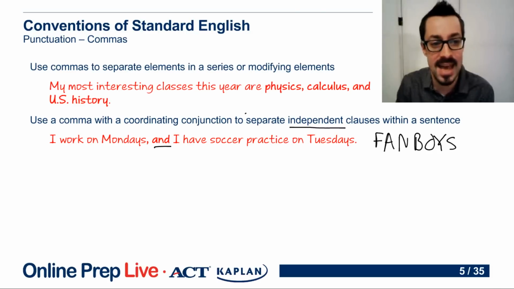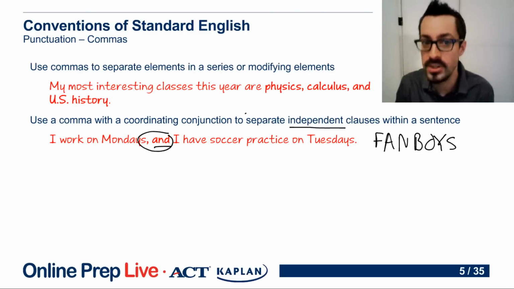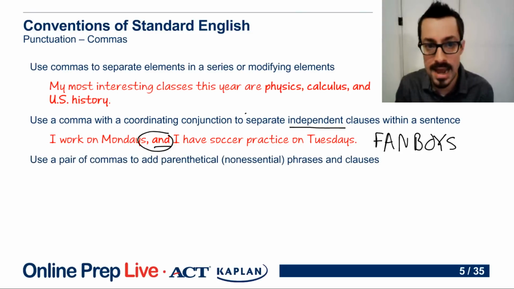Just remember, if I have two independent clauses, notice I work on Mondays, a sentence all by itself would be totally fine. Just to say I work on Mondays. It would also be totally fine just to say I have soccer practice on Tuesdays. That is also its own sentence, a complete sentence. If I want to put them together, I have to use a comma and a fanboys conjunction, like you see right here. And they definitely test that on the test. So always notice if you have two independent clauses being connected.